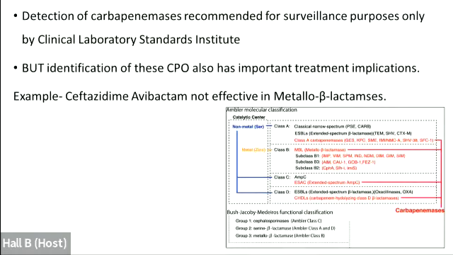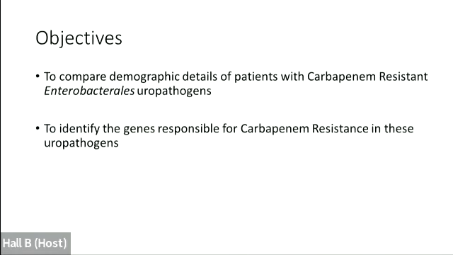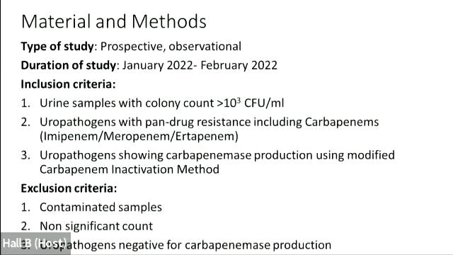to make it efficacious. So the objectives of my study were to compare the demographic details of patients with carbapenem-resistant enterobacterial uropathogens and to identify the genes responsible for carbapenem resistance in these uropathogens. It was a prospective observational study from January 2022 to February 2022.